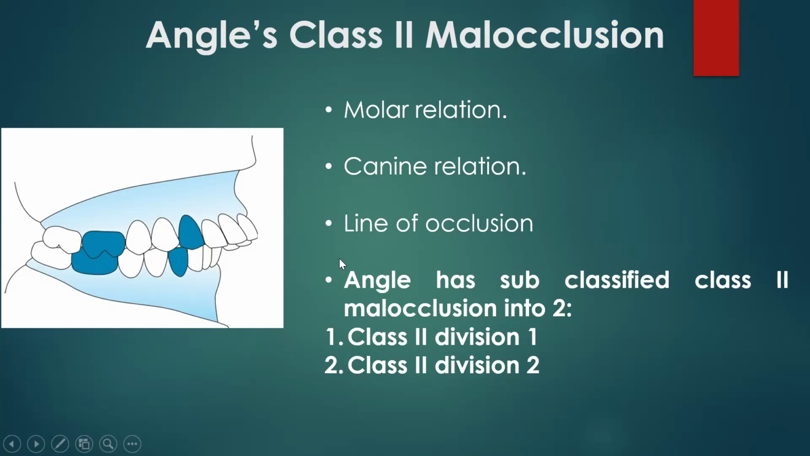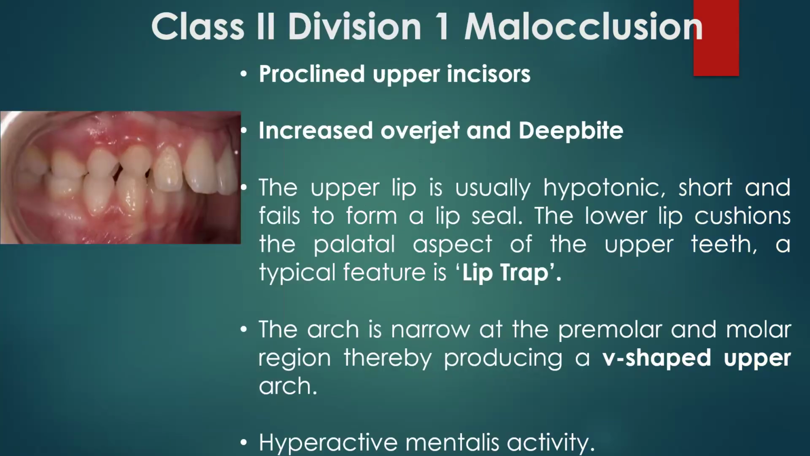Now, we have subdivided class 2 malocclusion into two types: class 2 division 1 and division 2. In division 1, the main features include proclined upper incisors, as a result of which there will be increased overjet and deep bite. Because of this increased overjet, the lower lip will be trapped between the upper and lower anteriors. As a result, a feature called lip trap is seen, and the upper arch usually is V-shaped, a narrow upper arch.